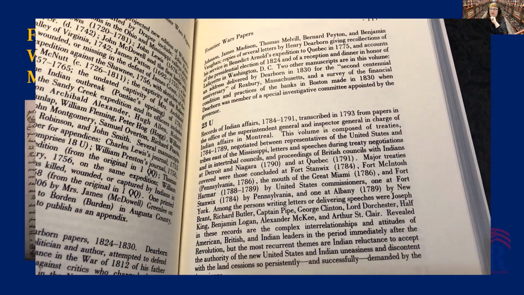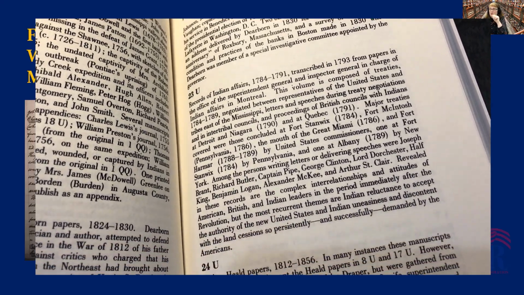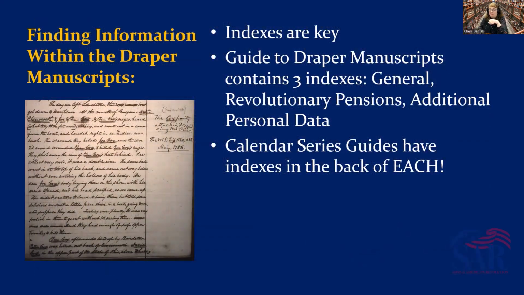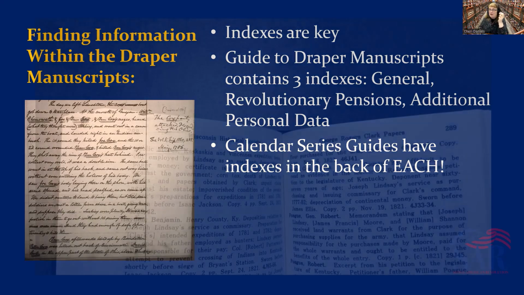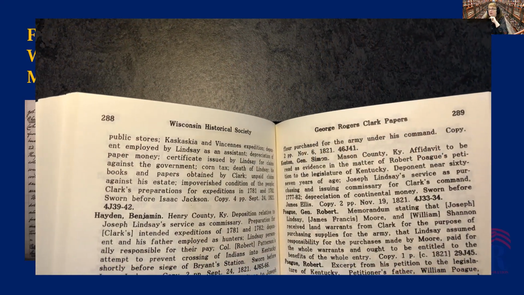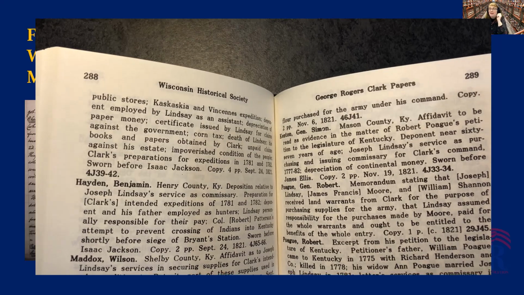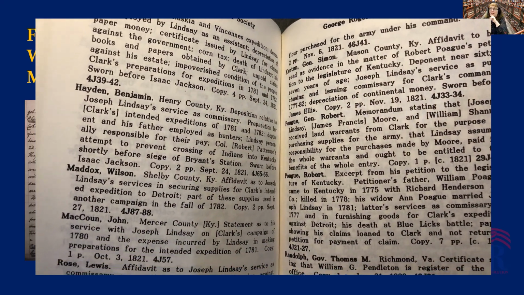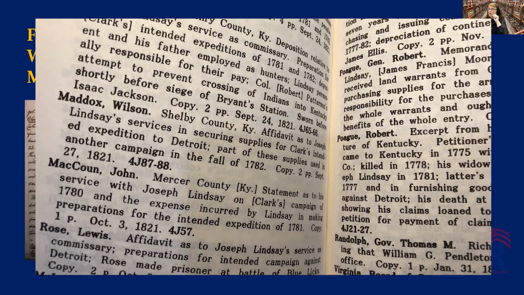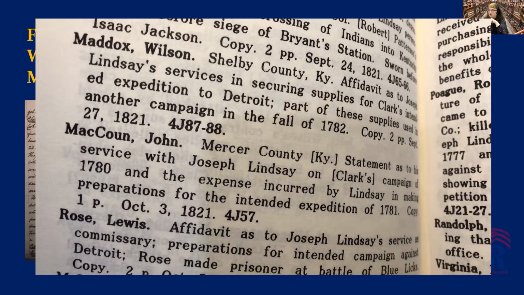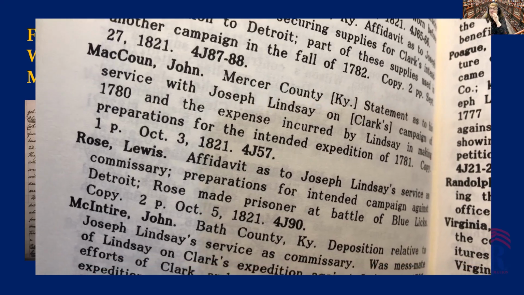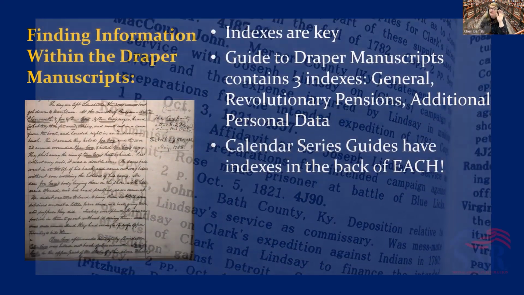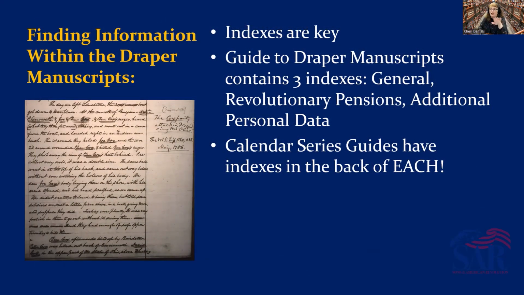The calendar series guides. Each one of those has an index in the back. Like I said, each one, and even if you don't think it's going to apply to your ancestor, please look at the index of each one, because our ancestors moved around a lot more than we like to give them credit for. Even just family connections, subject connections, location connections can be in these indexes.